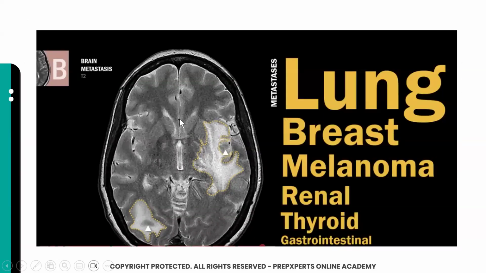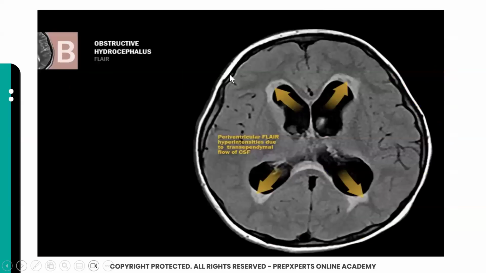So what are the common cancers that give brain mets? We have lung, breast, melanomas, renal, thyroid, and GIT tumors.